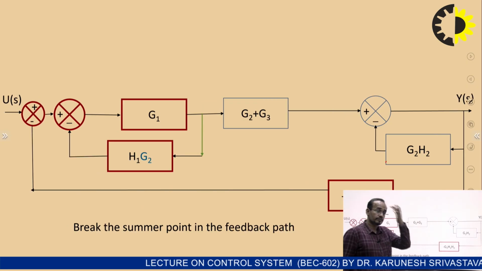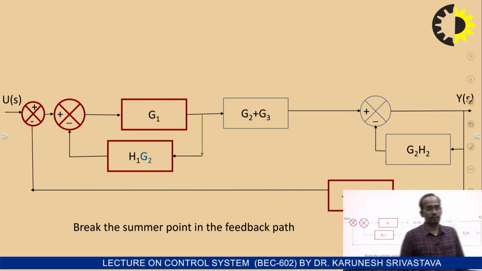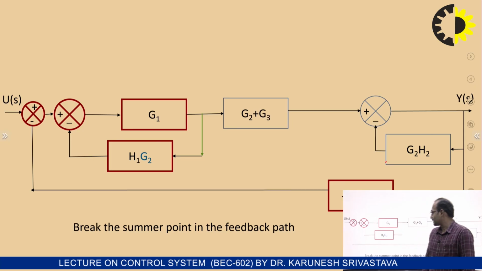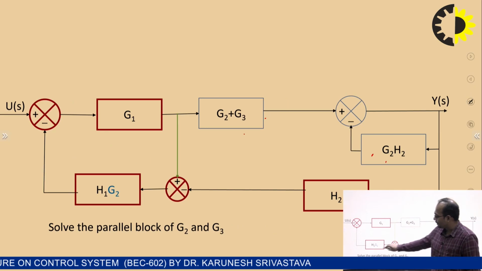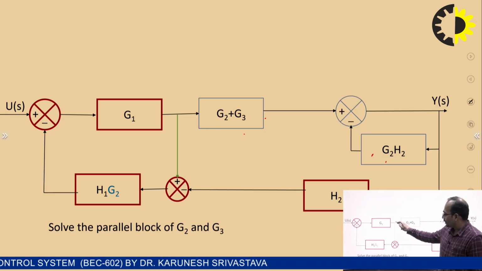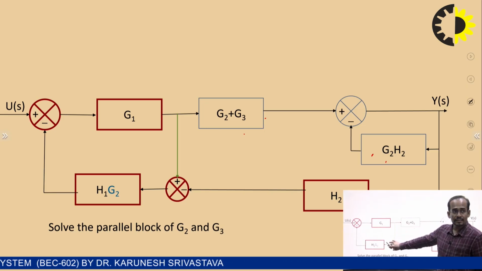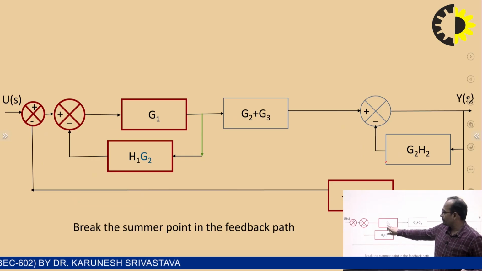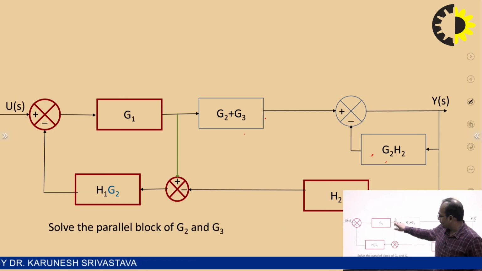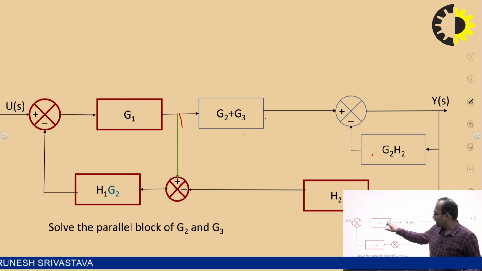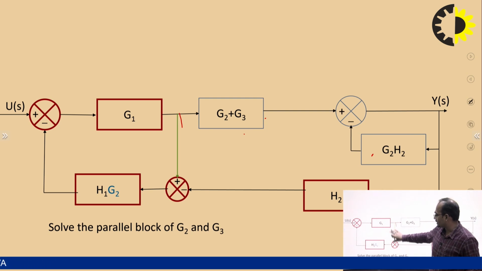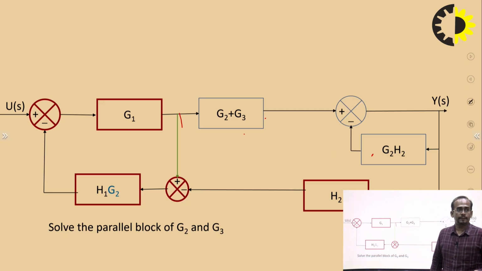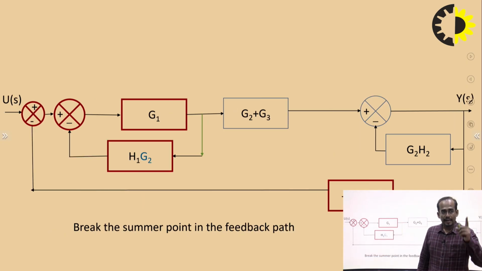Now, you can see here, I am going to split this summing point. What is going to happen? This is the summing point, this is connected to this. So I am going to take another summing point, G1 is connected with this and G2H2 is connected with this summing point. So if I shift this summing point to this position, I have shifted this summing point to this position.